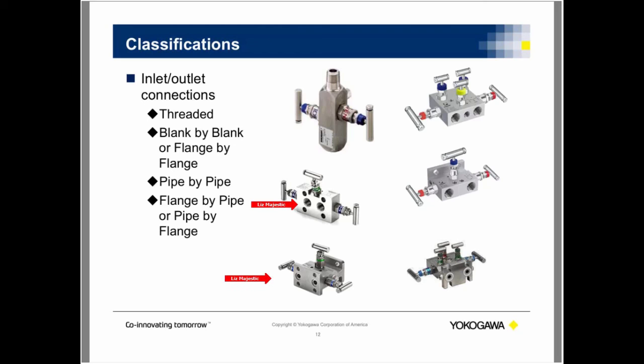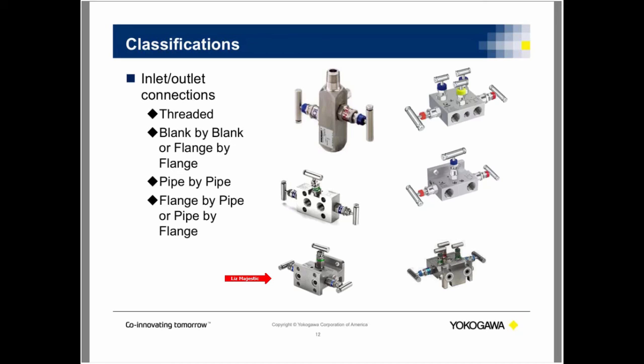Then we'll jump to the flange by flange. As you can see, it has a flange on either side, and it's also a 3-valve. You can also get it in a 5-valve or 2-valve too. That's the picture I picked. The flange by flange close couples to the transmitter. That allows you to close couple to the orifice flange union.